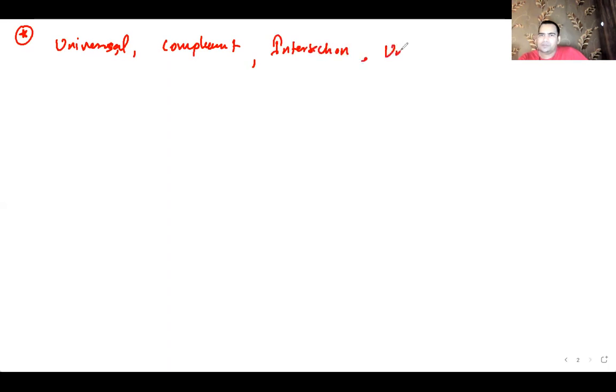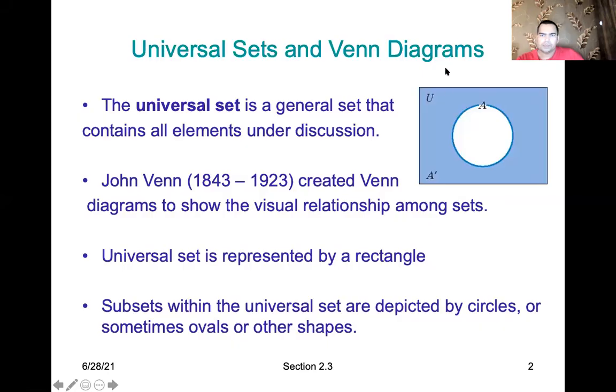Number one is, let's say, the universal set. Then after this you have complement. Then you have, let's say, intersection of the sets, and then you have union. So now when you first talk about the complement set, when you have a particular set given, the complement is everything apart from those elements which are there in the set A.